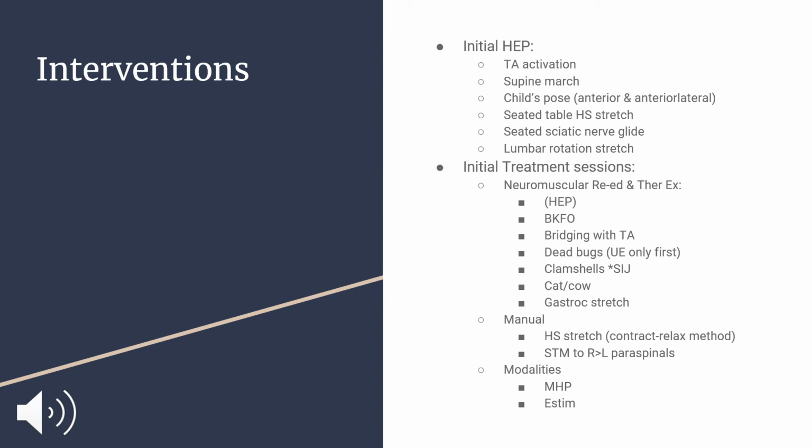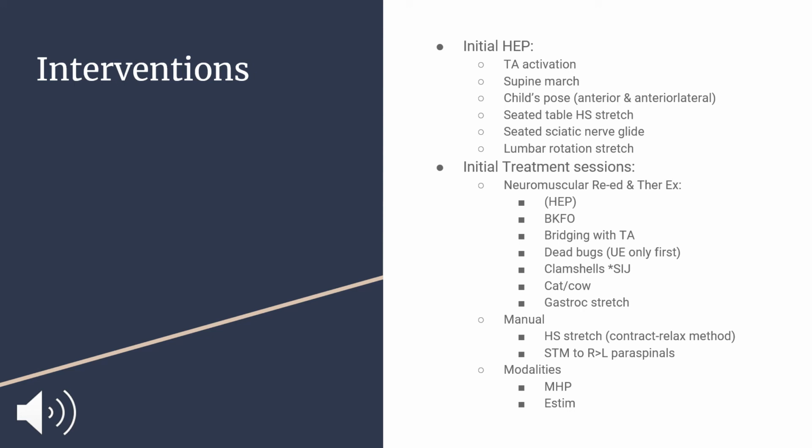We added a cat-cow for that gentle, pain-free movement. It should have felt good to the patient, which it did. We added a gastroc stretch in order to help with that hamstring tightness that also crosses the knee joint. In terms of manual, we added a hamstring stretch using the contract-relax method. So we had that antagonist-agonist relationship in order to facilitate increased hamstring length.